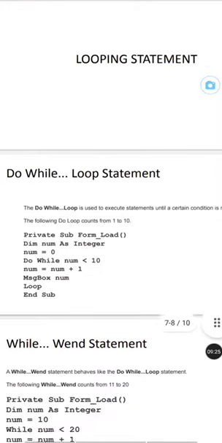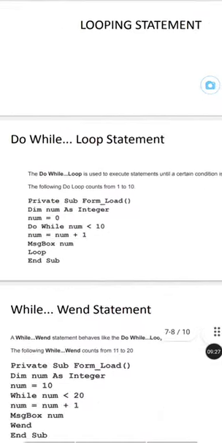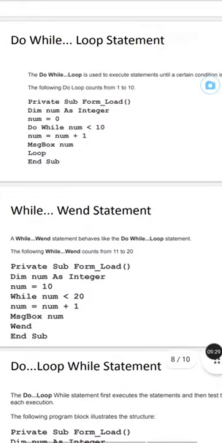This is the do while loop. Next comes while wend. While wend is similar to do while. Instead of using the do statement, we will be directly using while, and at the end of the loop, instead of loop, we will be using wend.